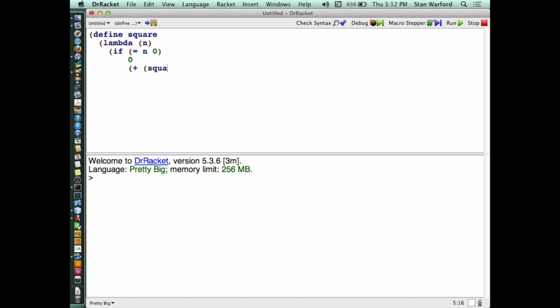Square, S-Q-U-A-R-E, and now what is it, n minus 1? So do we say n-1? No, it's parentheses, minus n 1, boom. And now I need another paren, right? Boom. And now what am I adding to that? n. You're going to add n plus 1.